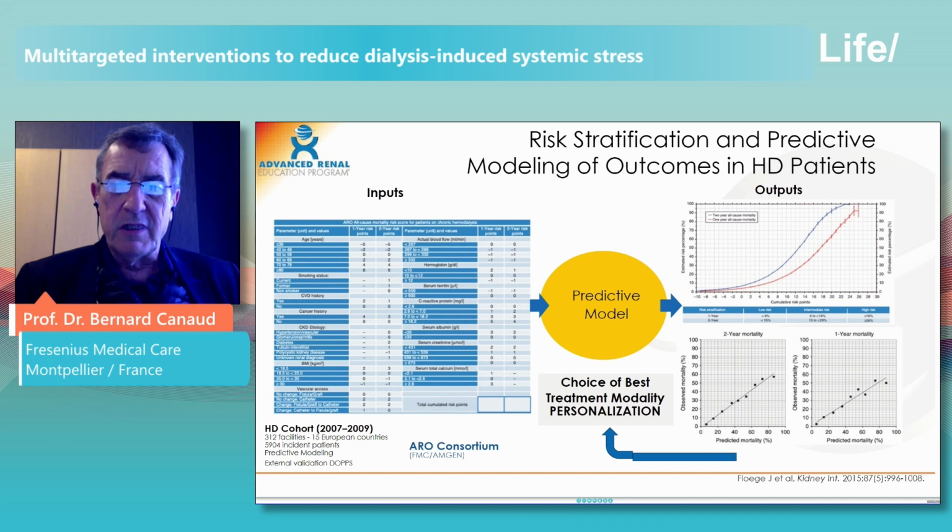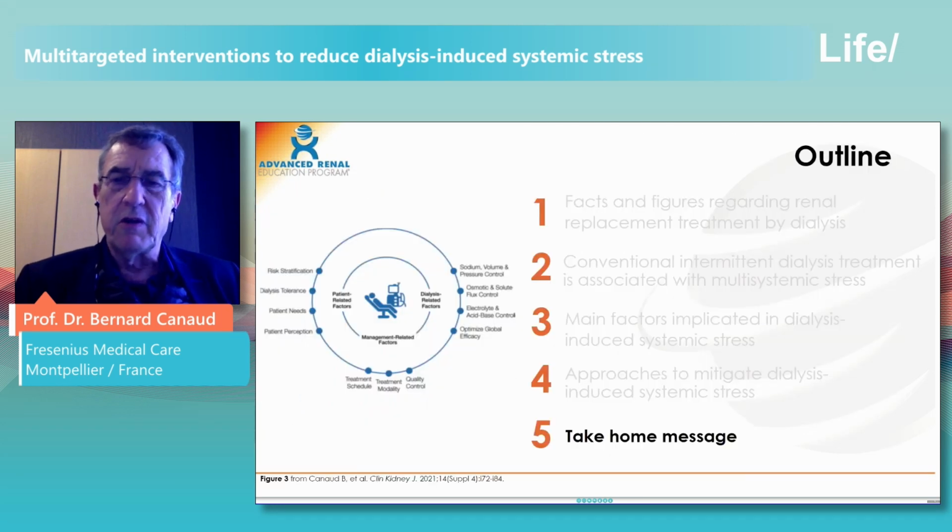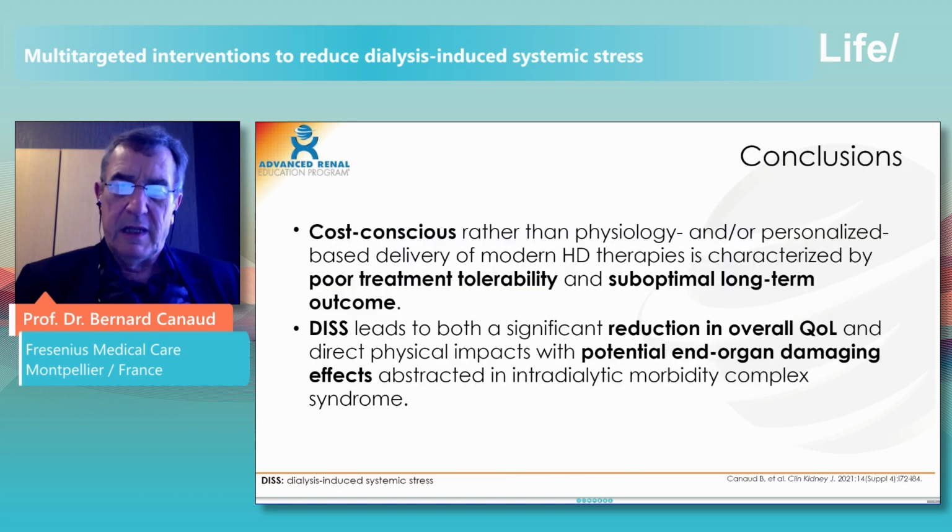And the last point is part of future predictive medicine. If you collect the information and you can anticipate what would be the mortality risk of the patient, then you can anticipate what would be the best treatment modality, so you can personalize the treatment for the patient and adjust the treatment according to the patient's needs.